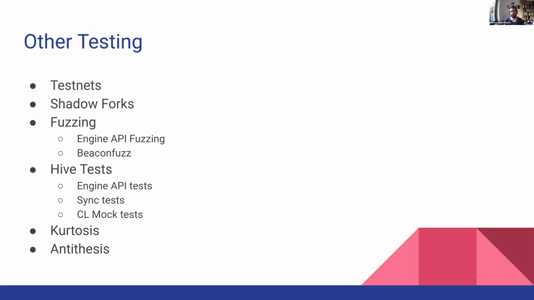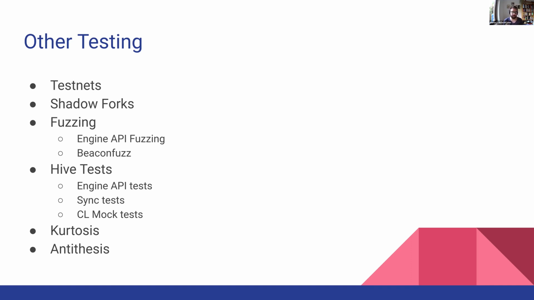We have sync tests where we set up a bunch of clients and see that they sync correctly. And we have the CL mock tests. The idea there is for the engine API tests, we create test cases that mock out the consensus layer, and we'll ask the execution layer, hey, execute this extremely weird, invalid block. And if the execution layer says, okay, we executed this block correctly, then something's wrong. And we wanted to have the same for the CL.